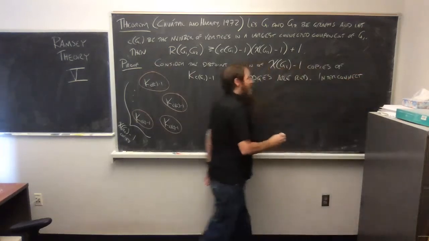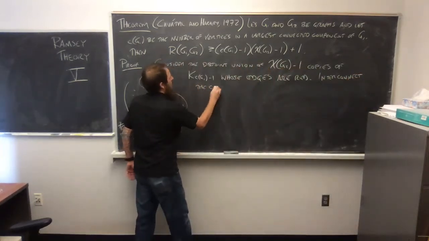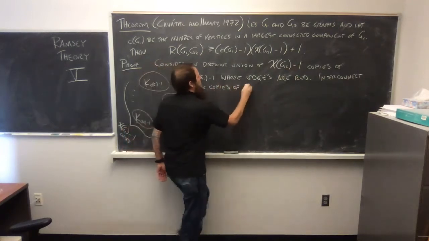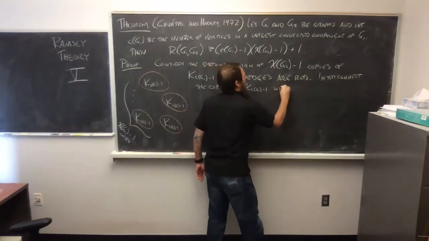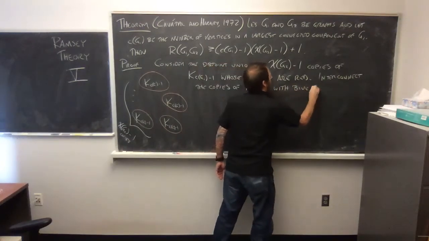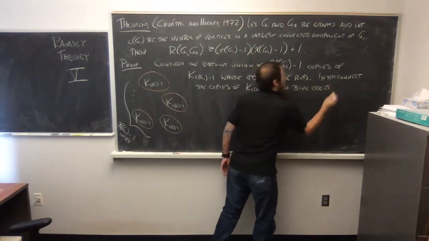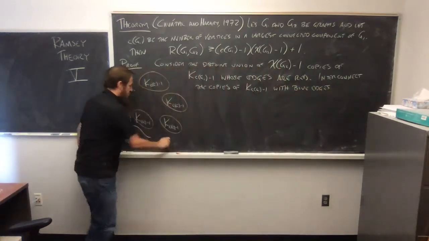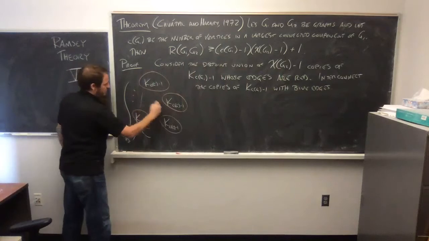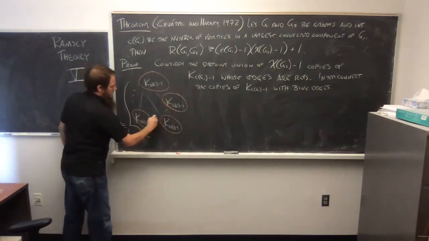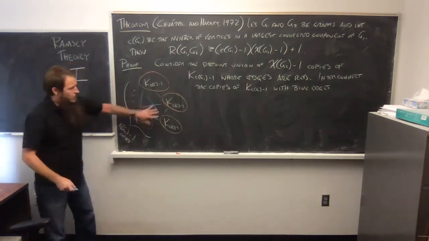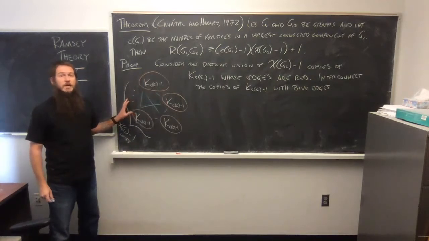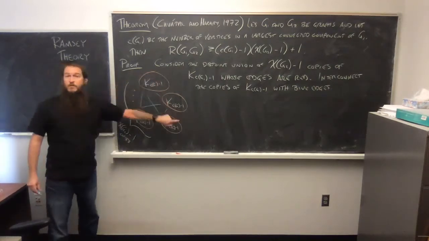So interconnect copies of K sub c of G1 minus 1 with blue edges. And the way that I'm going to represent this, I'll just draw some edges in between all of these. A lot of different possibilities here. Just assume every possible edge is drawn between any vertex in one copy and a vertex in a different copy.